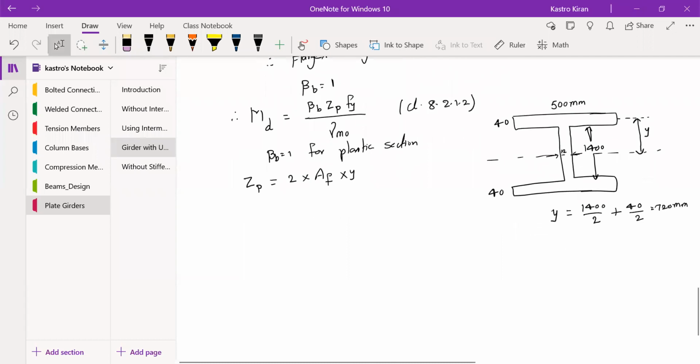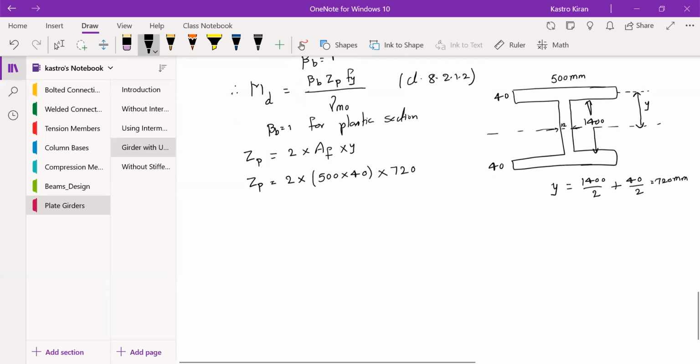So ZP equals, since you are having 2 flanges, I am multiplying with 2 into area of the flange, that is 500, the width of the flange, into the thickness of the flange, that is 40, into the y value, which is 720.